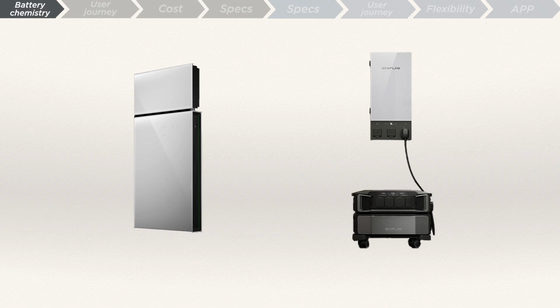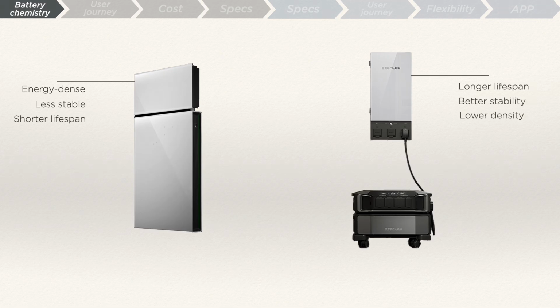Take a popular wall-mounted battery in the market as an example. It uses nickel-manganese-cobalt battery, which is energy-dense, but less stable as it is more prone to thermal runaway. The DELTA Pro Ultra uses lithium iron phosphate, which offers longer life cycles and better thermal stability. However, generally, it has a lower energy density than NMC battery.